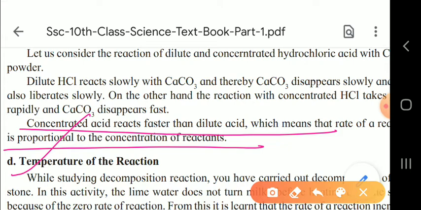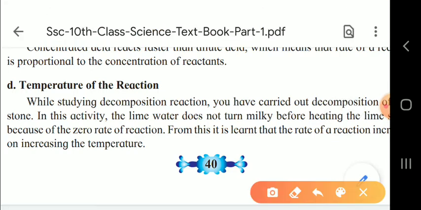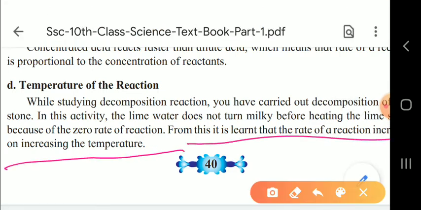For example, we can see that the lime water does not turn milky before heating the limestone, because of the zero rate of reaction. So when we heat it, then it turns lime water milky. So the rate of reaction increases with the increasing temperature. So this point you have to underline. This is an important point, children.